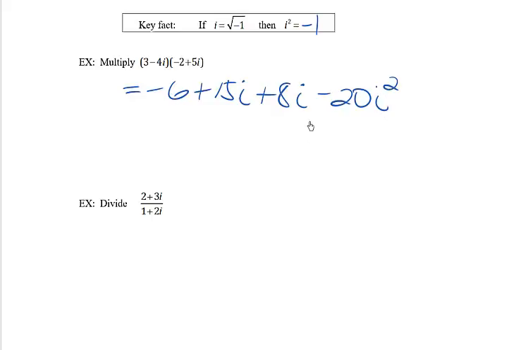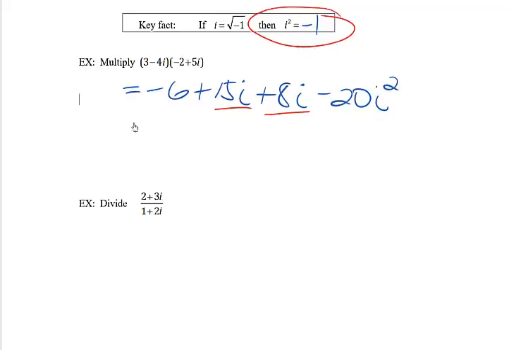Now, when I go to clean this up, I have to remember a couple of things. Obviously, I'm going to be on the lookout for like terms. I see that I've got a couple right here. But also, my final answer needs to look like a plus bi. There's no i squareds allowed in these final answers. That's where our key fact comes in. i squared is just equal to negative 1.